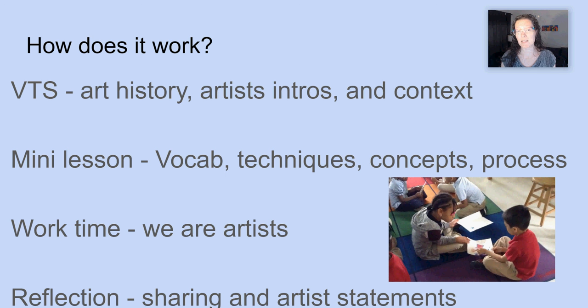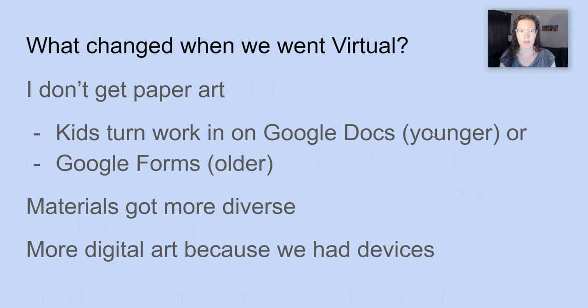For my big kids, it is more specific questions and a self-assessment rubric that they do when they're done. So the things that changed when we did go virtual were obviously I'm not getting paper art. They turn their artwork in on Google Docs or Google Forms. The younger ones use Docs because then they can use voice typing to tell me about it. The older ones use Forms so I can have the specific questions. The basics of how to set either of those up are in the resources for today in case that is something you are curious about.